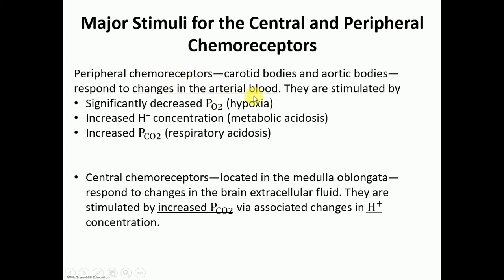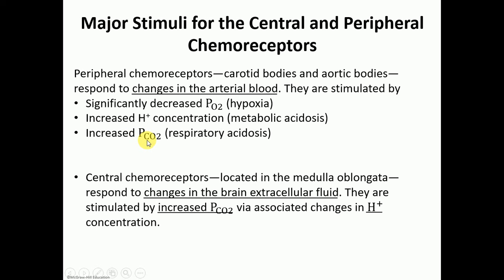Those respond to changes in the levels in the arterial blood, and they are stimulated by severe hypoxia, so a significantly decreased pressure of oxygen. They are also stimulated by an increase of hydrogen ion concentration, which is known as metabolic acidosis. For example, diabetic patients who get to the stage of diabetic ketoacidosis have an increase in hydrogen concentration levels that is going to stimulate these receptors, and they are going to start hyperventilating.